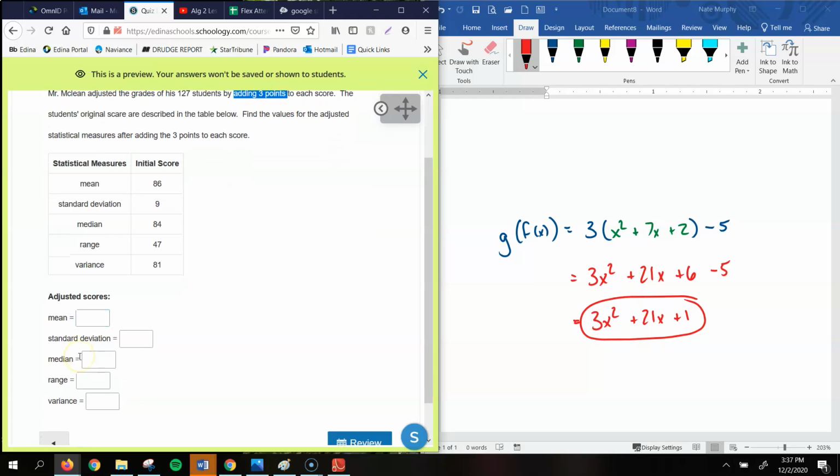So remember that when we add a number to a set of data, the only things that change are our 3 M's: your mean, your median, and your mode. I don't see a mode in this list, so it's just the mean and the median that are going to change. We're going to change them by adding 3. So this will be 89%. The standard deviation is going to stay the same. The median is going to increase by 3, so that'll be 87. The range will stay the same, and the variance will stay the same.